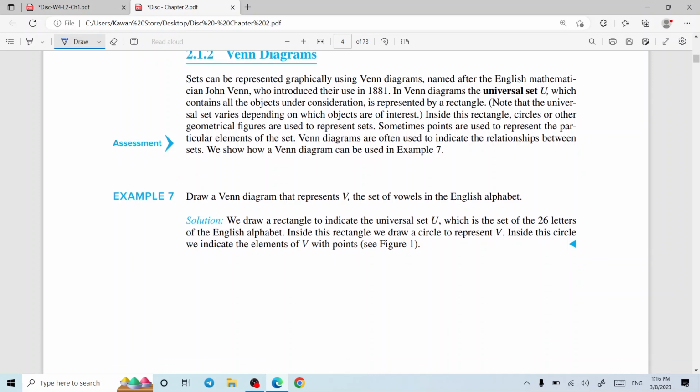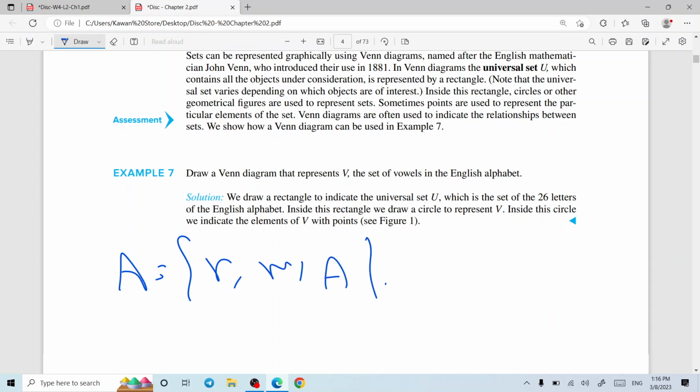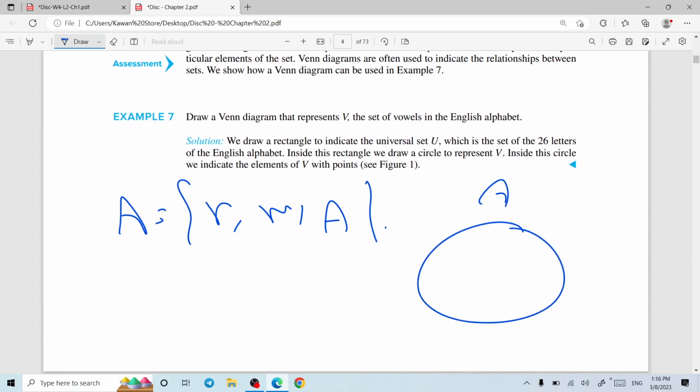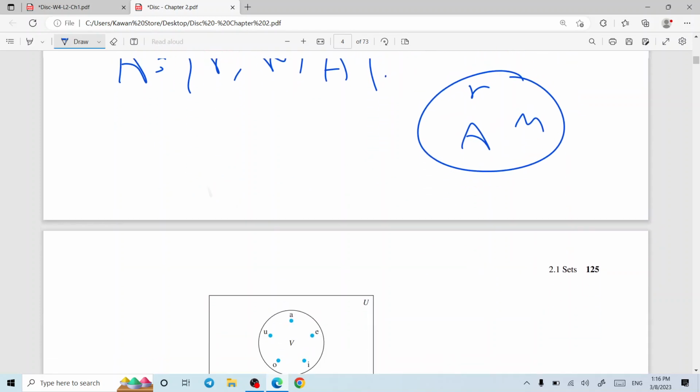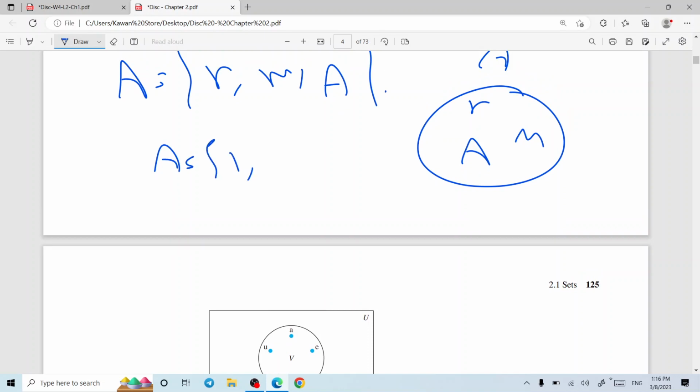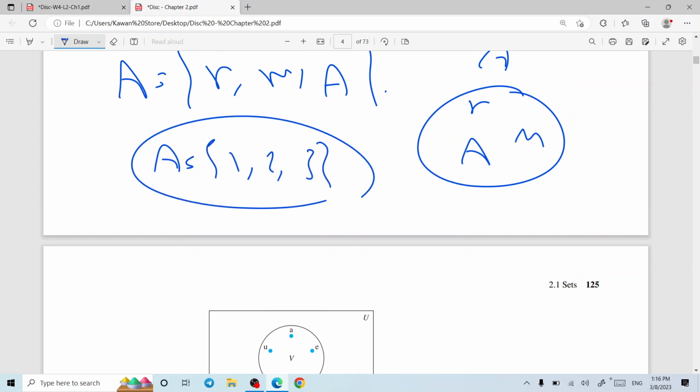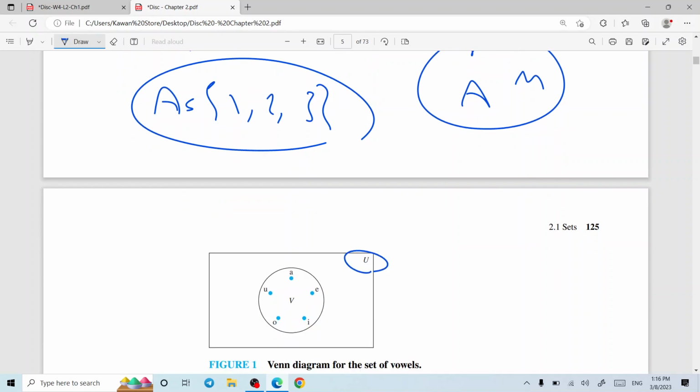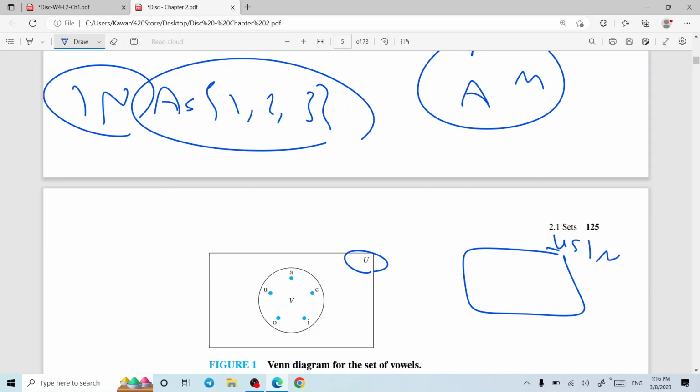We have a Venn diagram. What is a Venn diagram? Just a diagram to show things. For example, A equal to R, M, A. So if I want to show A, I say R M A. Understood? That's it. If I have, for example, A equal to 1, 2, 3, compared with a universal set, we have U for the universal set. For example, I'm going to talk about natural numbers. My universal set is the natural numbers. Inside natural numbers, I have 1, 2, 3. You don't have a comma. That's the Venn diagram.